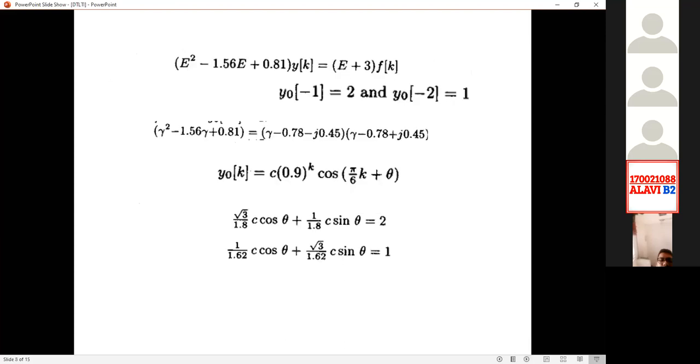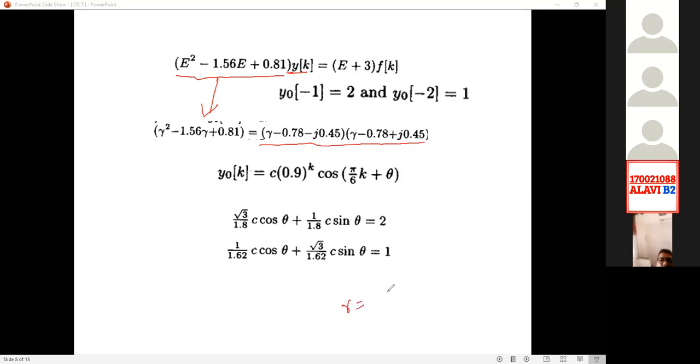Now consider another example. I did not write the differential equation, but we started from the characteristic equation. So in this case, you see our characteristic equation will be equal to what? Your QE equal to this, isn't it? Just from your key, you can easily directly write your characteristic equation will be equal to lambda square, gamma square minus 1.56 gamma plus 0.82 equal to 0, isn't it? And you can easily identify that in this case, our root will be equal to what?